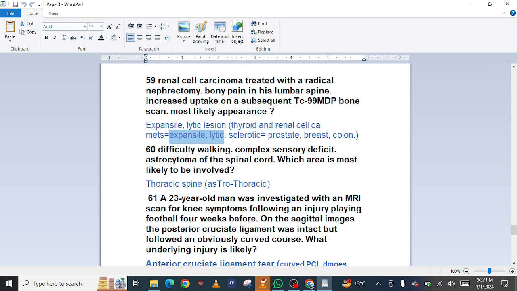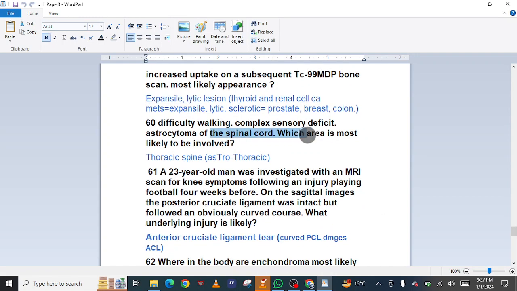Sacral giant cell tumor: expansile and right extension. Astrocytoma is common in the thoracic spine.